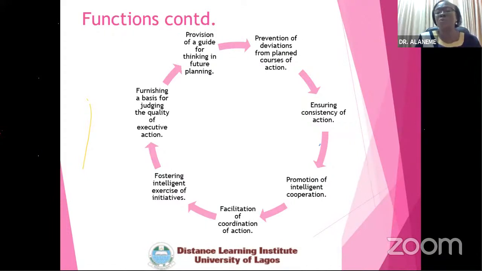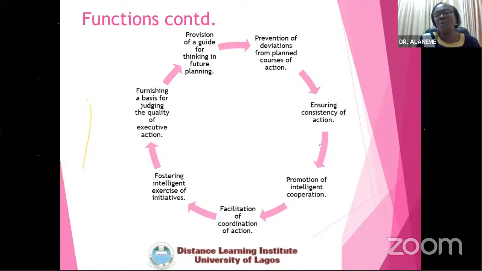Business policy also will ensure consistency of action. You will be consistent in whatever you are doing. Whatever is your responsibility, whatever is your role, whatever is your job, you need to maintain consistency of action. In fact, if anything, you will need to improve even on the consistency to achieve higher objectives or goals or targets that are set for you.